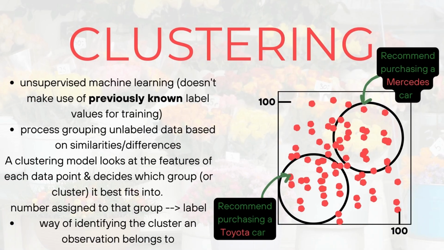So, in clustering, a part of unsupervised machine learning, it doesn't make use of previously known label values for training. The process is of grouping unlabeled data based on similarities and differences. A clustering model looks at the features of each data point and decides which group or cluster it best fits into. The number assigned to that group will be its label, and it's the way of identifying the cluster an observation belongs to. You can see an example of this over here on the right, of who recommends purchasing a Toyota car and who recommends purchasing a Mercedes car and how that pans out.